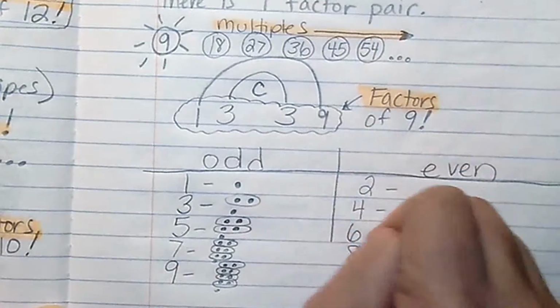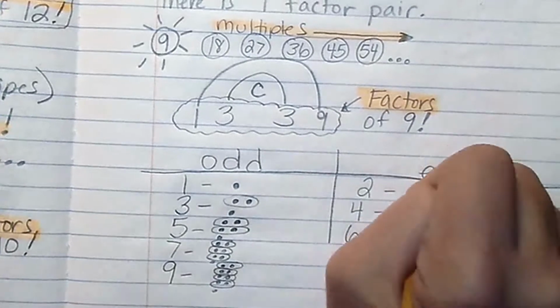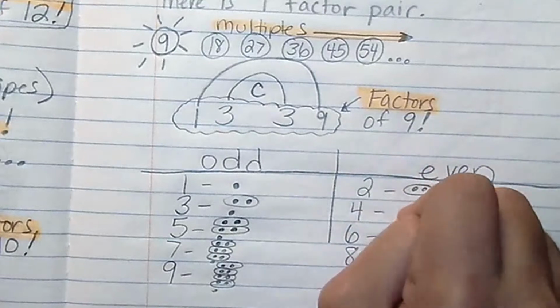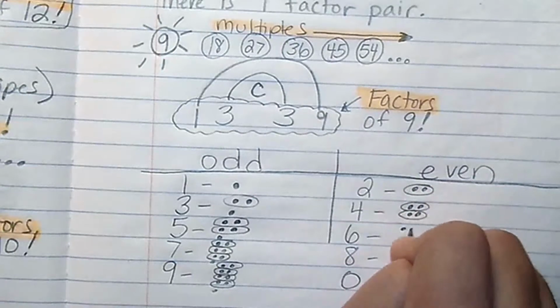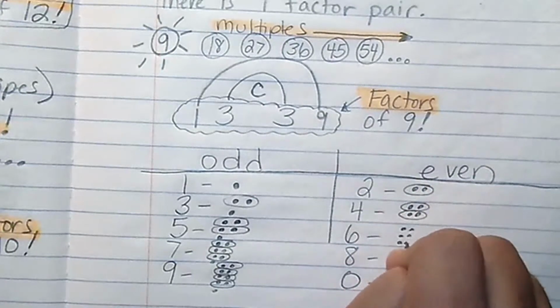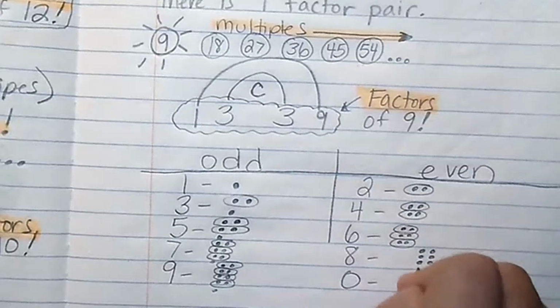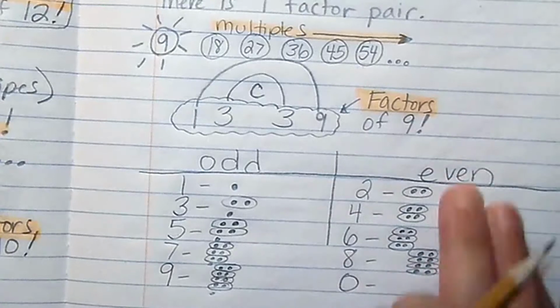Because even numbers always end up with an equal partner. If I have 2, do they have partners? Yes. If I have 4, does everybody have a partner? Yes. If I have 6, does everybody end up with a partner? Yes. And of course, if I have 8, does everybody end up with a partner? Yes. So we call these even numbers because everybody has a partner.